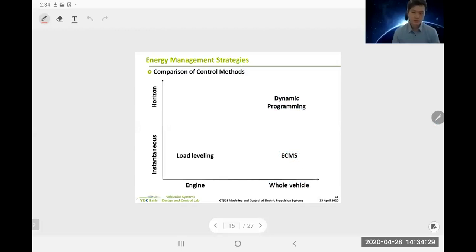Our system makes control decisions based on instantaneous perspective, but then we can also look at this optimal control problem from longer horizon perspective. So we're gonna talk about this today. We're gonna start with ECMS, okay?